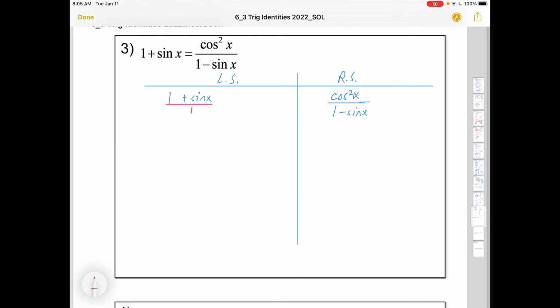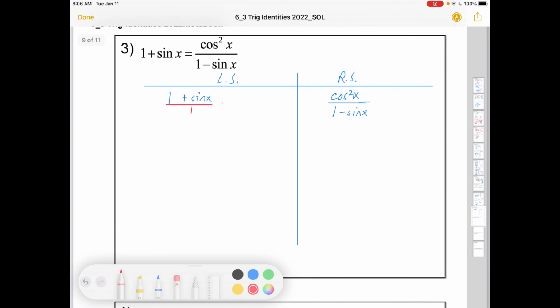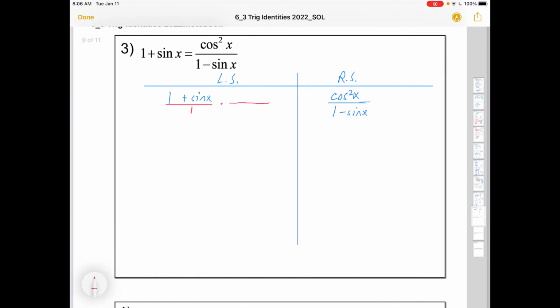You could use a conjugate on the left, you could use a conjugate on the right, or you could start by using a Pythagorean identity on the right-hand side. That would be a little bit weirder. If it were my money, I'd probably just try and create that denominator of 1 minus sine x on the left-hand side. And the way I can do that is by multiplying by 1 minus sine x on top and bottom. It happens to be the conjugate of the numerator too, but I'm really just trying to build that same denominator on the left and right.